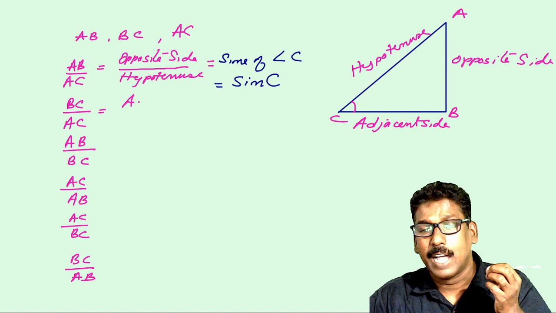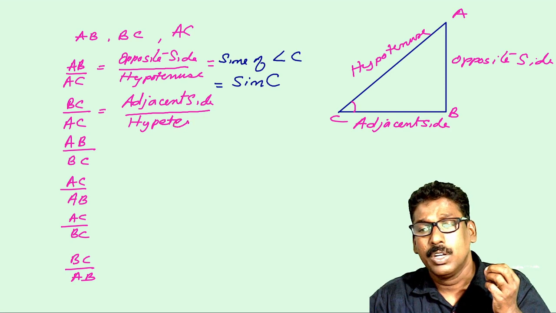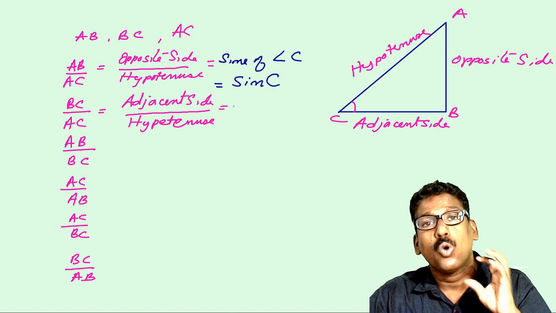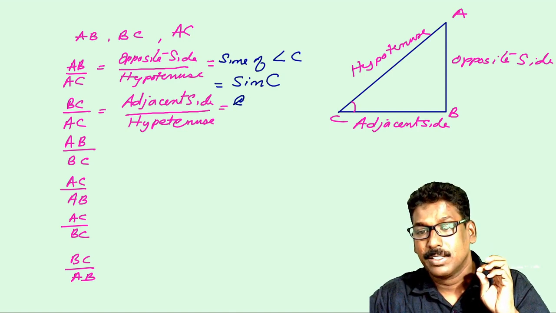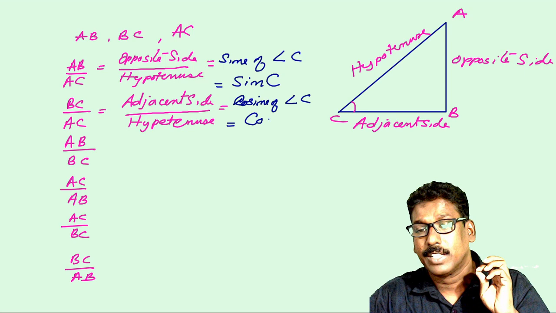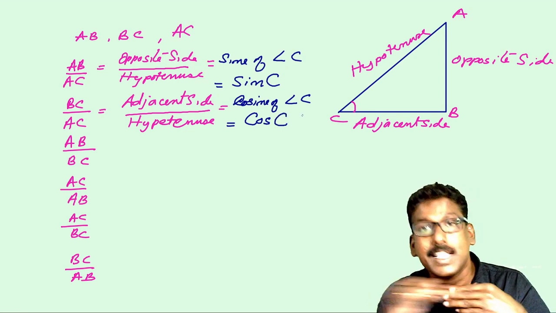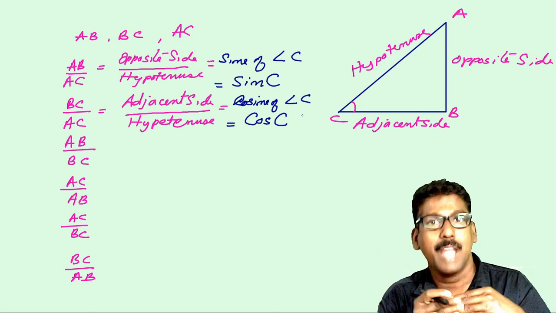BC is adjacent side and AC is hypotenuse. So BC by AC is adjacent side by hypotenuse, and this ratio we can call it as cosine of angle C. That is cosine of angle C, or in short you can write it as cos C. So cos C means it is adjacent side divided by hypotenuse.